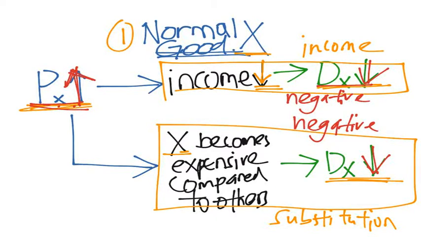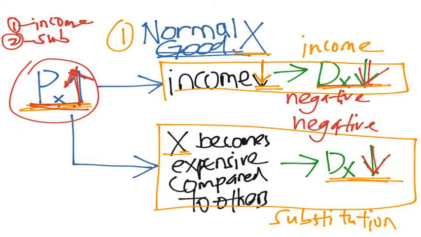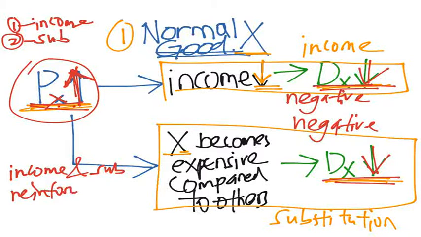So for a normal good, we have a negative substitution effect and a negative income effect. Meaning, when the price changes, the two effects act in the same direction. When the price of X increases, the income effect causes the demand to decrease. The substitution effect causes the demand to decrease also. So in this case, we say that the income effect and the substitution effect reinforce each other.